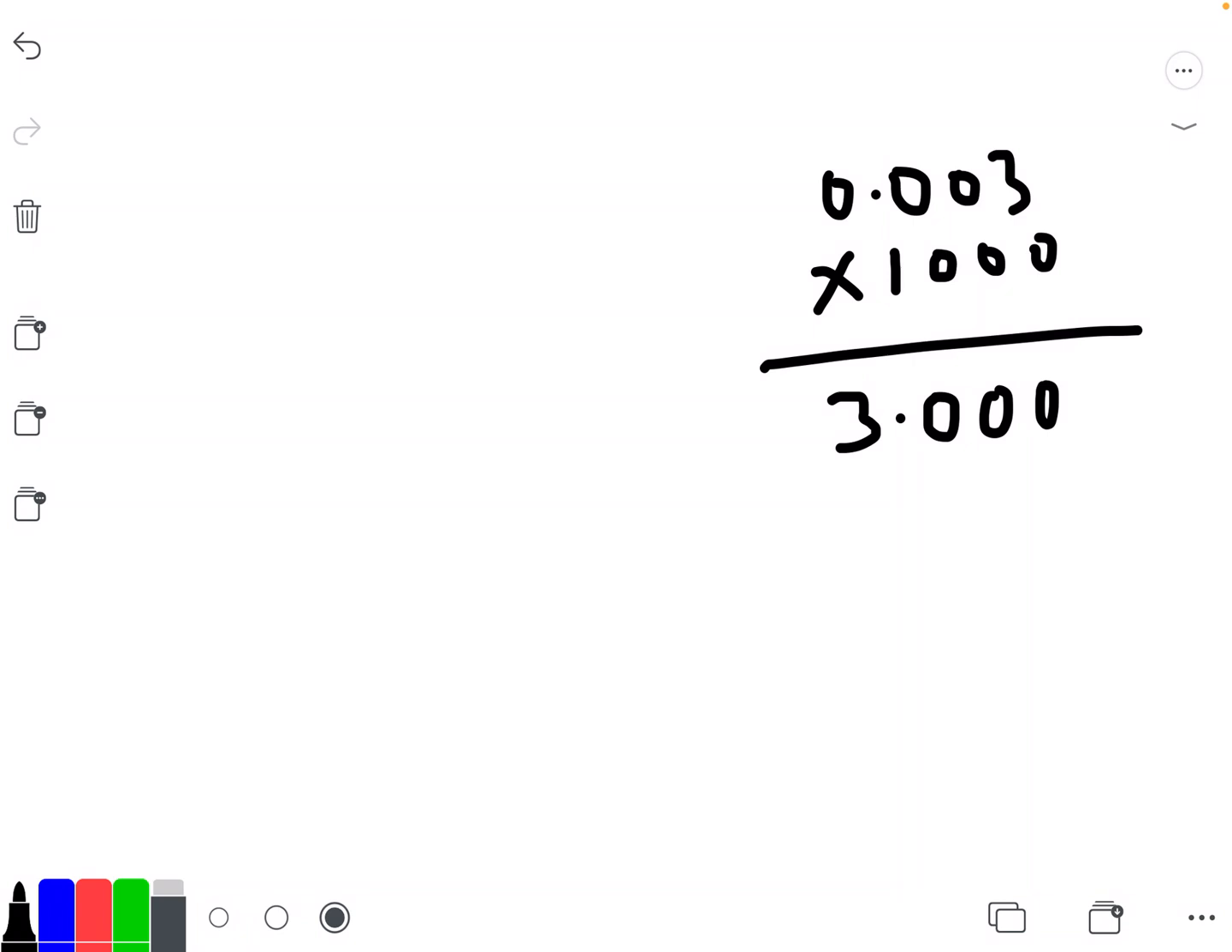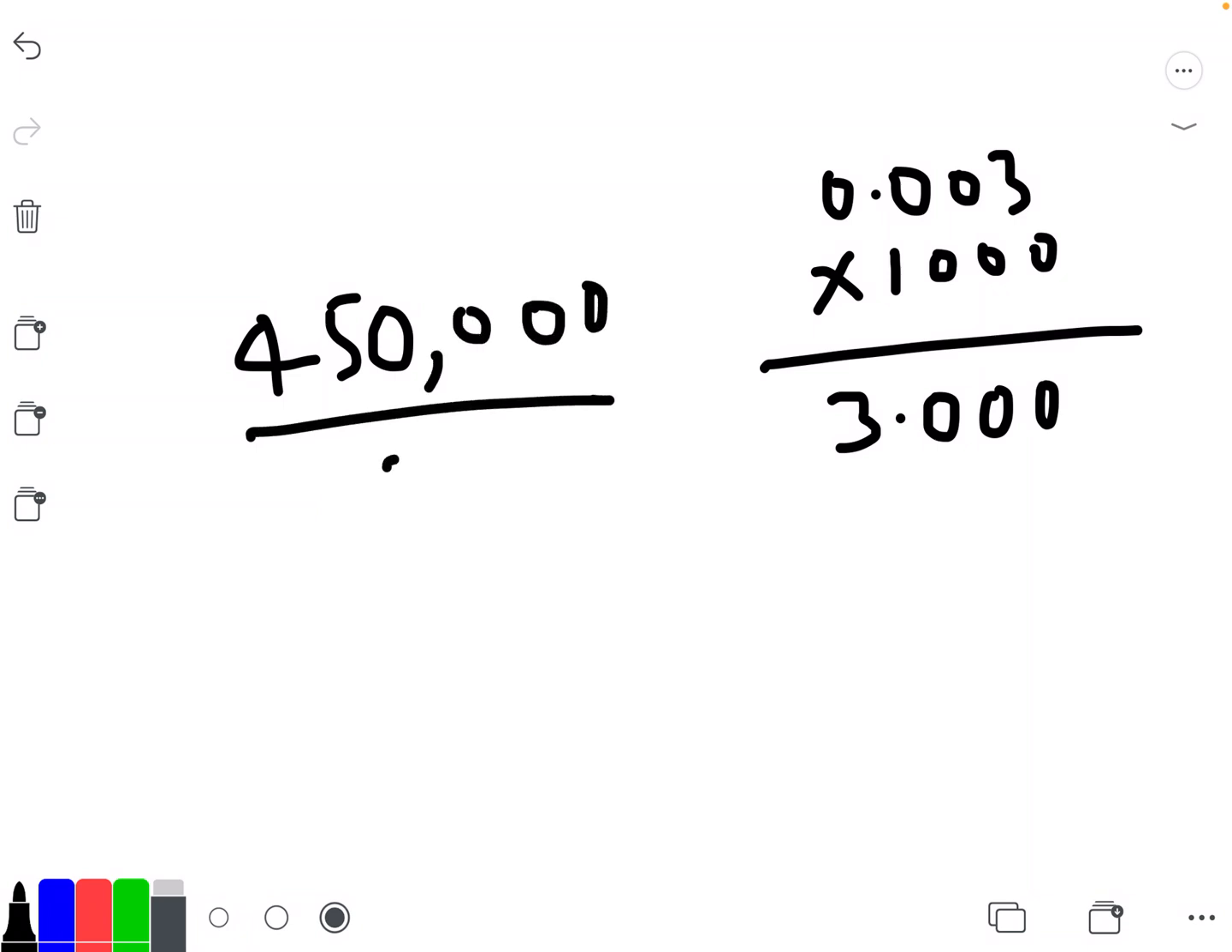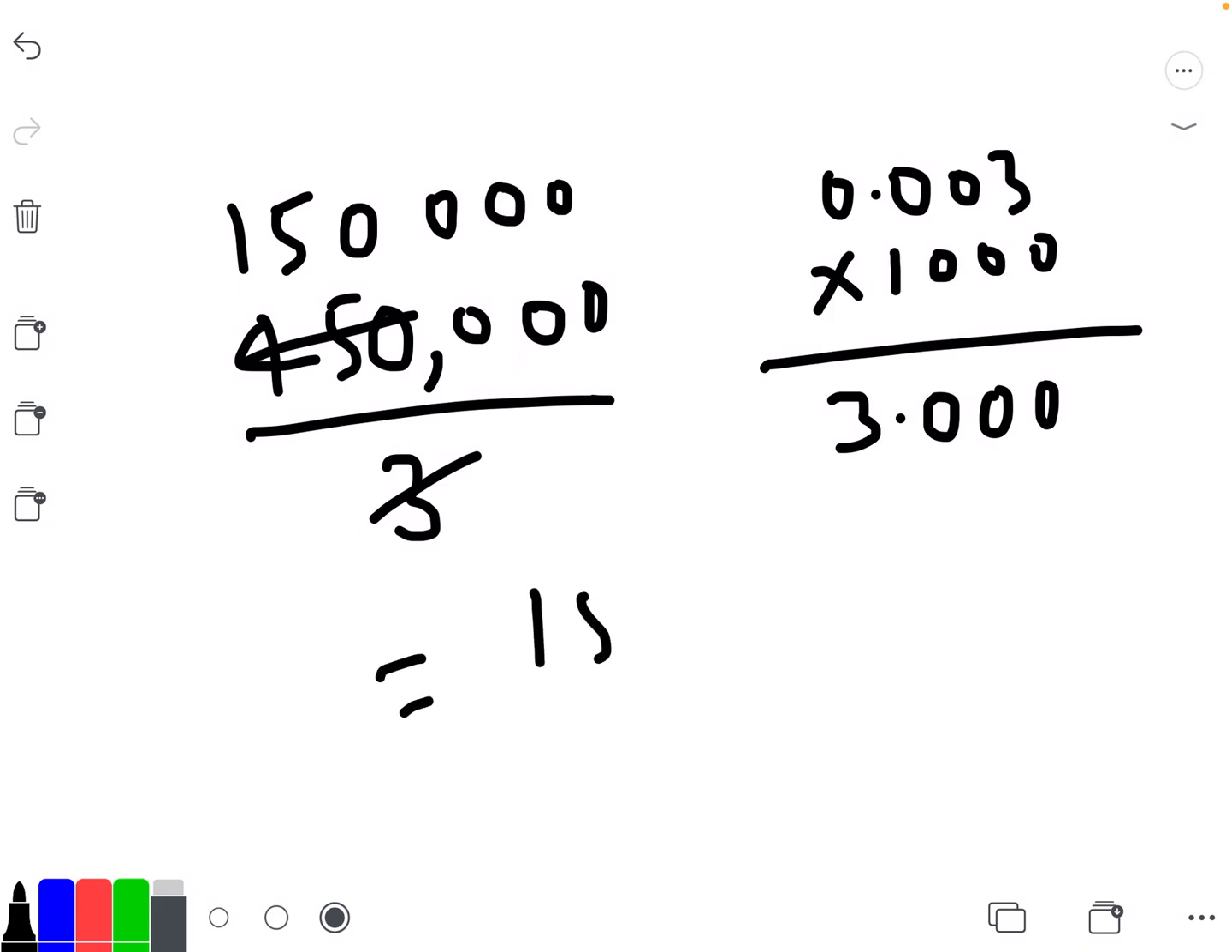Therefore 450,000 divided by 3. So 3 goes 1 time, 3, then 1 left, 15, 3 5 times 150 and 3 zeros. So the final answer is 150,000.